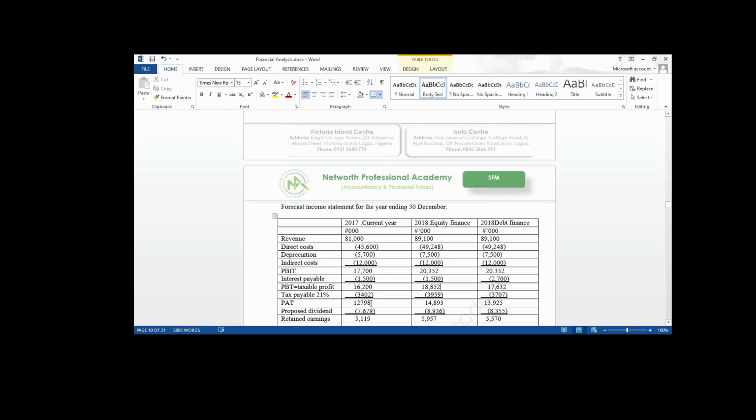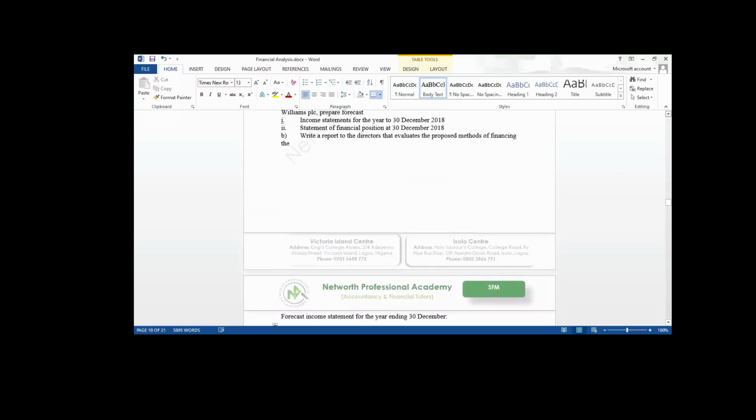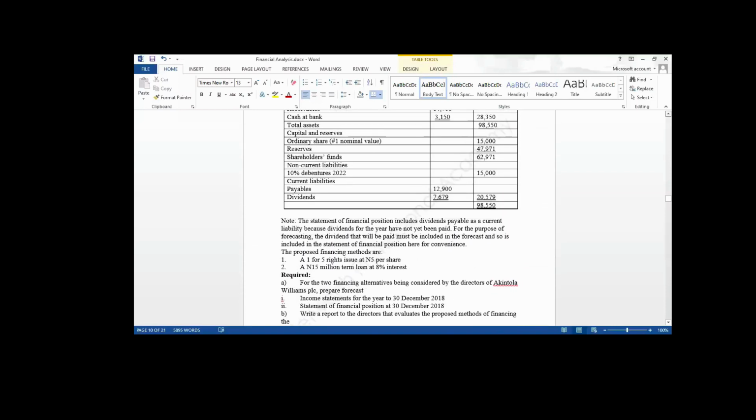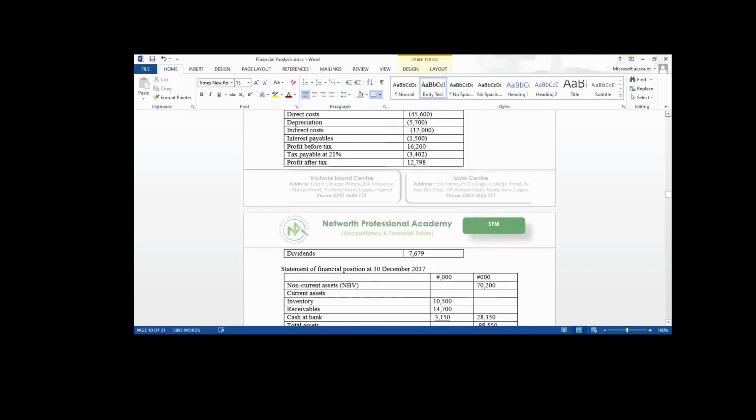In 2018, if the project is financed by equity, the profit after tax is 14,893. But if the project is financed by debt, the profit after tax is 13,925. Next, proposed dividends. Let's go and check this quickly, so that at least we round up the income statement. Examiner says, look at these notes.